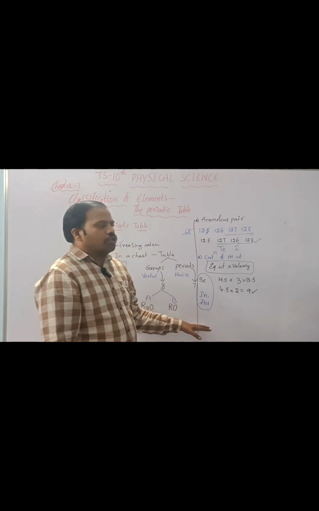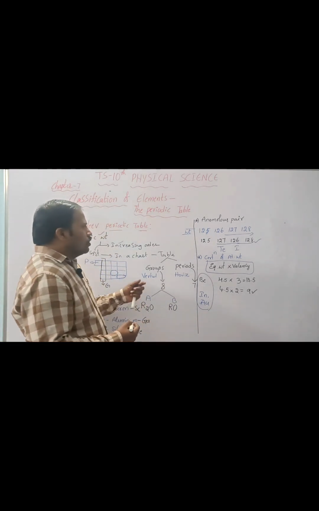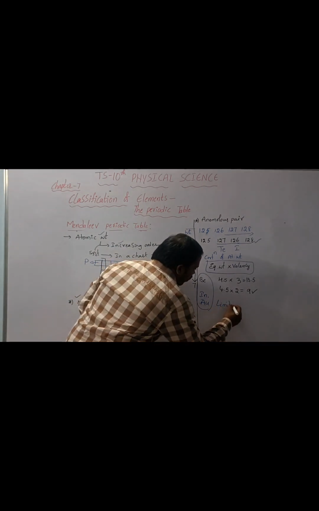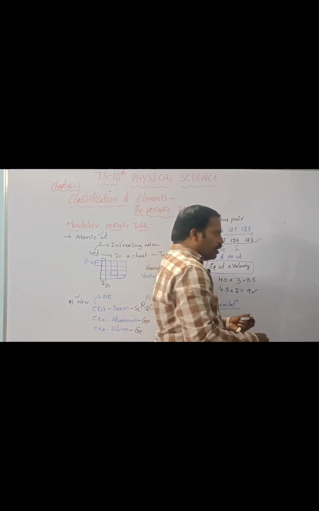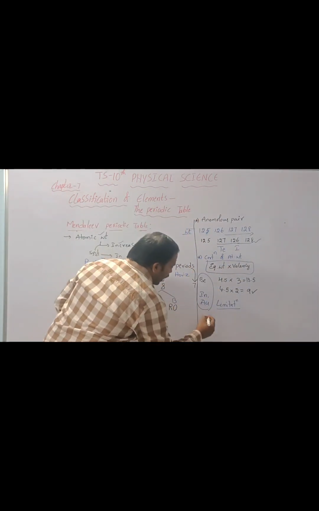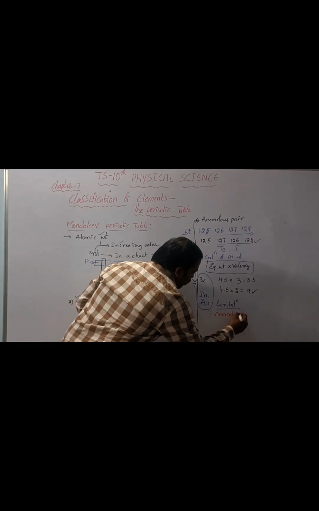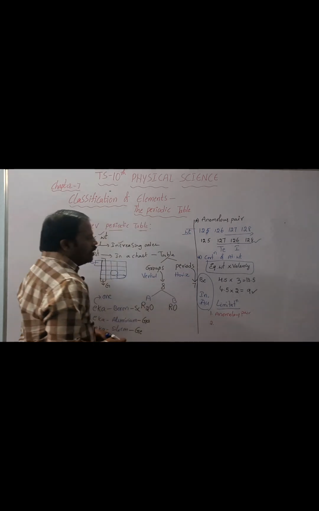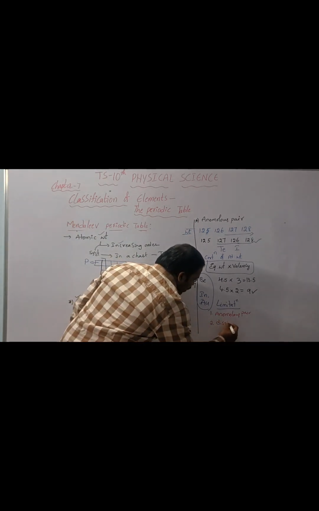In this classification also, there are some failures, which we can call limitations. So what are the limitations? The first limitation is that he did not give a correct explanation for the anomalous pair. The second default was that he placed dissimilar elements together.